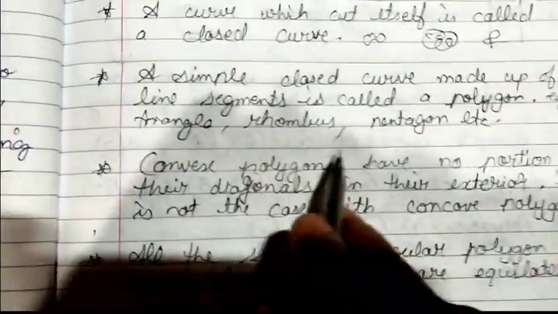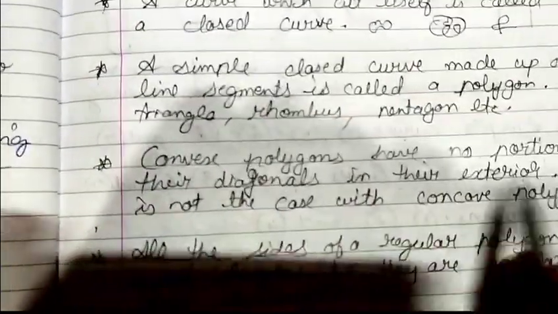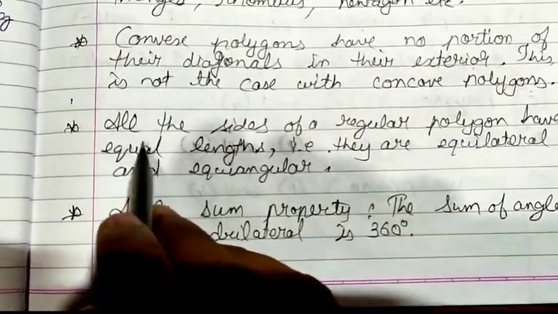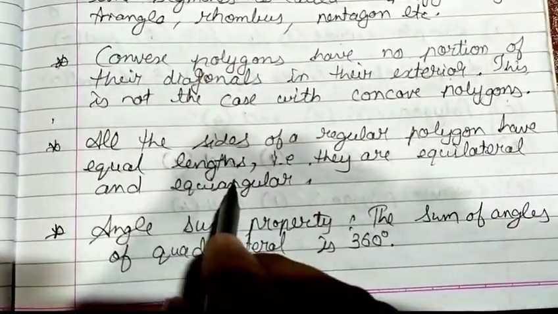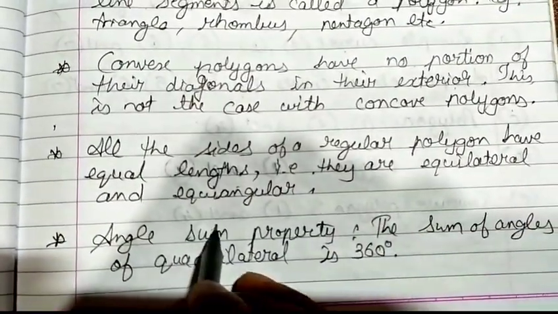That is why it is said that this is not the case with concave polygon. Now, next point, all the sides of regular polygon have equal length. They are equilateral and equiangular.